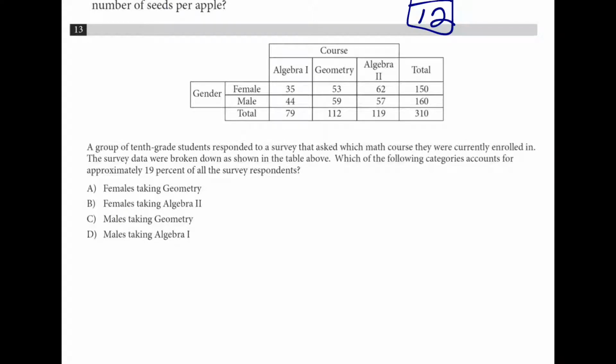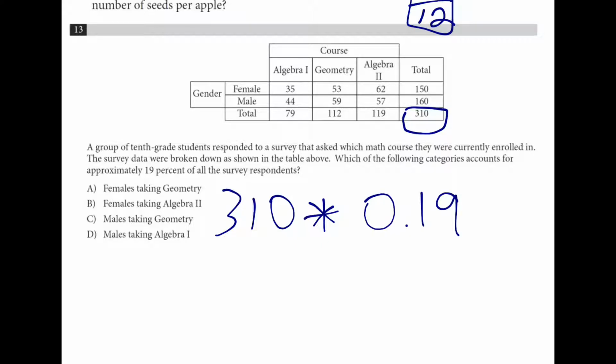A group of 10th grade students responded to a survey that asked which math course they were currently enrolled in. The survey data were broken down as shown in the table above. Which of the following categories accounts for approximately 19% of all the survey respondents? So the key part of this table is the bottom right, as that is the total of the totals, which represents how many students took the survey. If 310 students were surveyed, and we're looking for some category that accounts for 19%, how do I take 19% of 310? The correct answer is I multiply by 0.19.